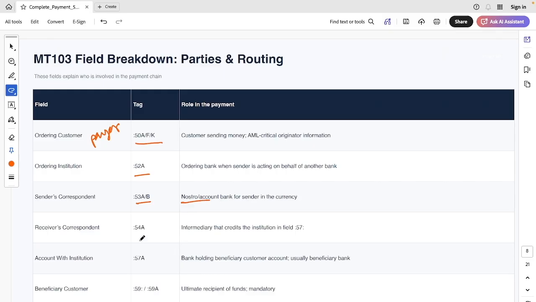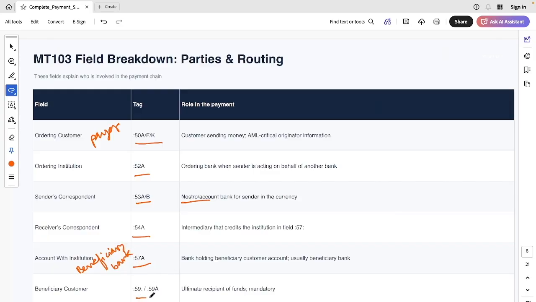Right. Then we have field 54A. This is the receiver's correspondent. Field 57A is very important because it identifies the account with the institution, or in simple words, you can say this is the beneficiary bank. So field 57A is the beneficiary bank.